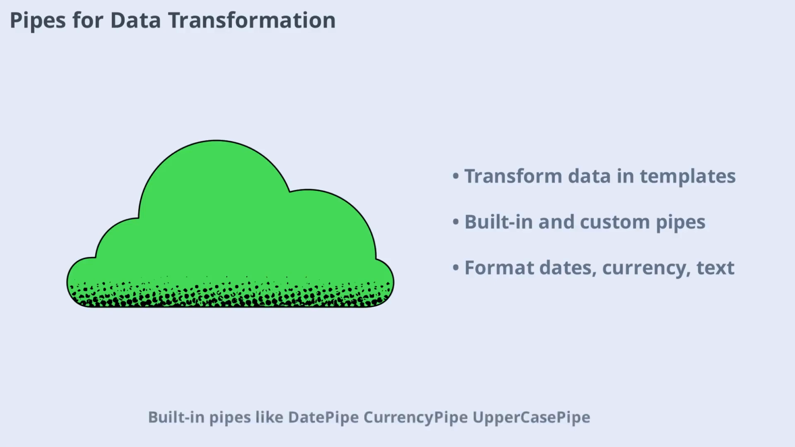Built-in pipes like date pipe, currency pipe, uppercase pipe, and JSON pipe help format values for display. You can also create custom pipes for specialized transformations. Pipes are a simple yet powerful way to keep your templates clean and readable. Be prepared to explain how to use and create pipes and when to apply them in your projects.